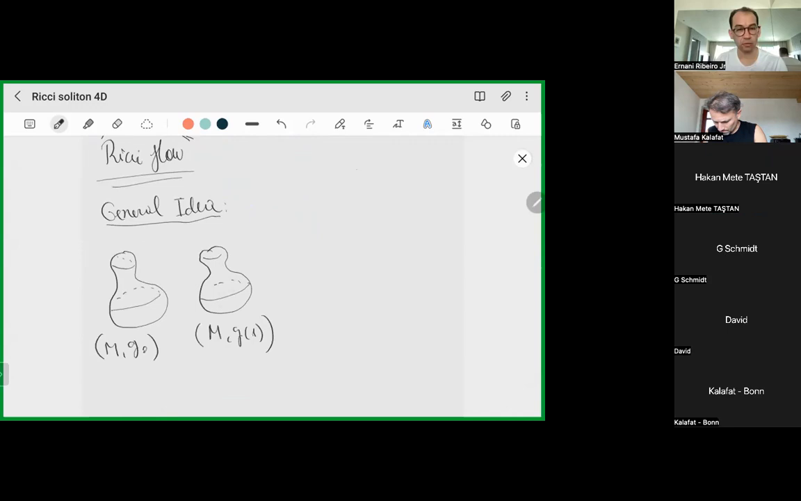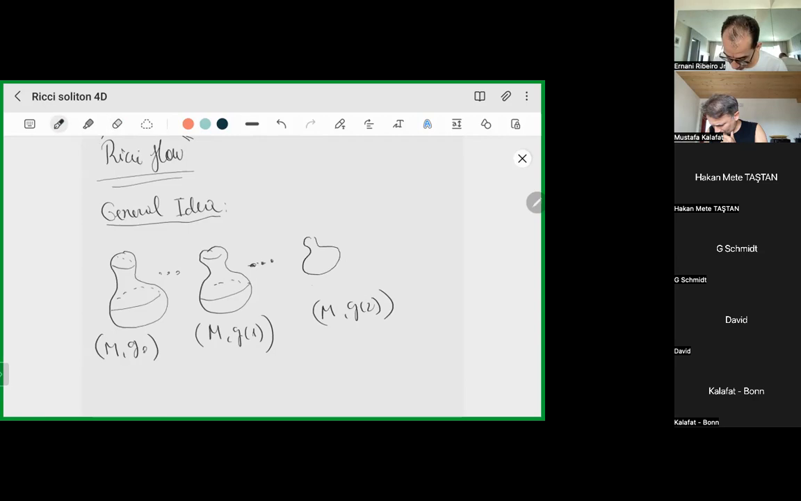Okay, of course we can, let me put this. This is one idea of the Ricci flow. It's a process where a one parameter family of metrics changes around the flow. Let me put this a little bit small because the idea is to change the volume.